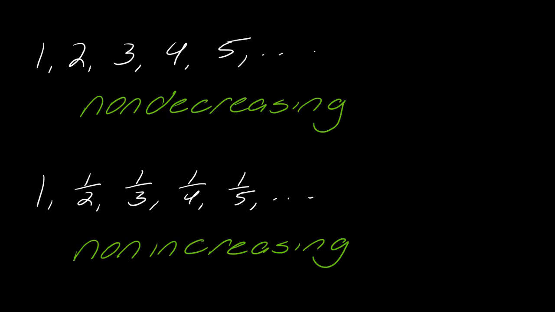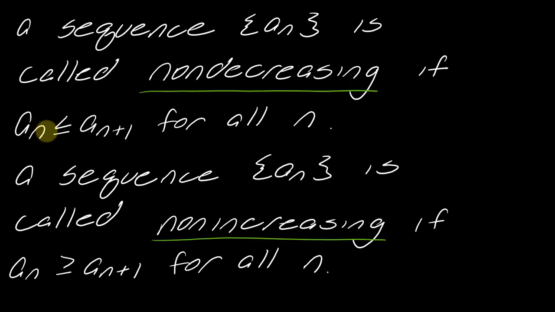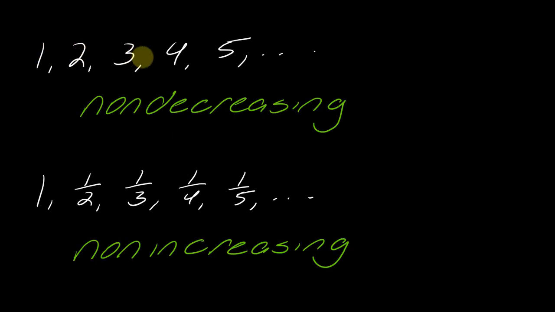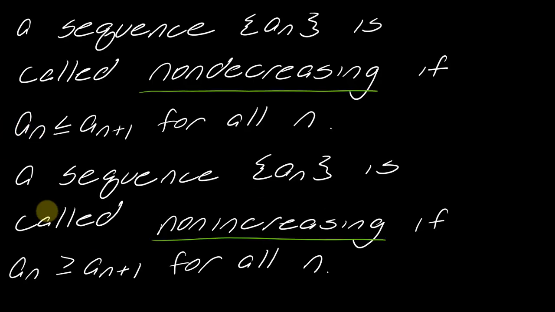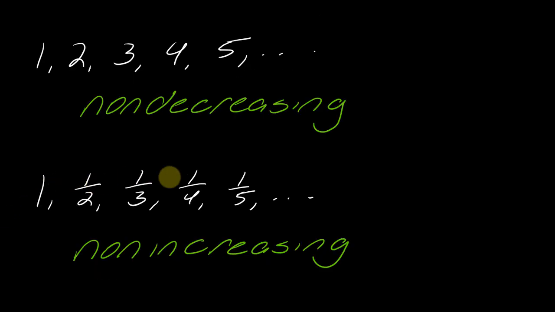So this first one would be an example of non-decreasing, right? Each term is smaller than the next term. That's the whole idea: a sub n is less than a sub n plus 1. Versus non-increasing, remember the idea behind this is that a sub n is greater than or equal to a sub n plus 1. Each term here is bigger than the next term, so that's non-increasing. Okay, so that's the difference between those two.